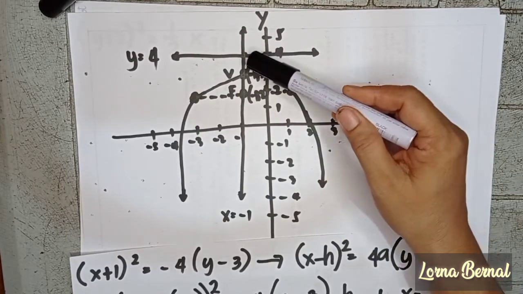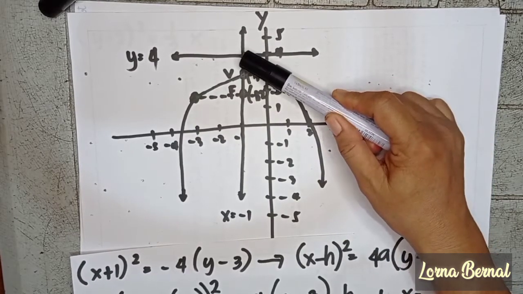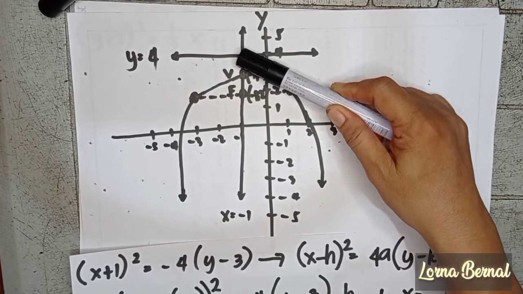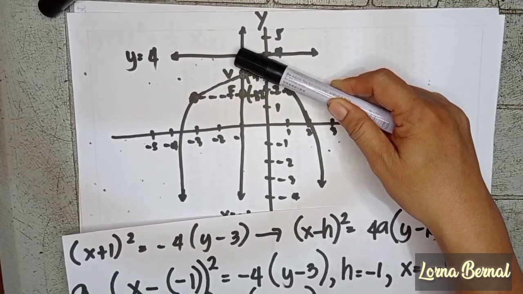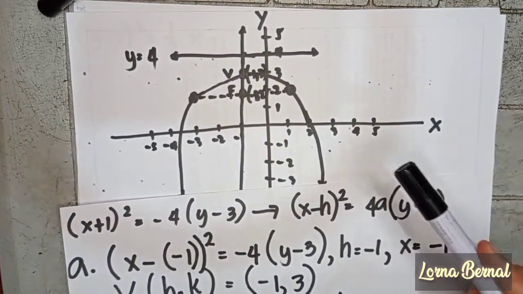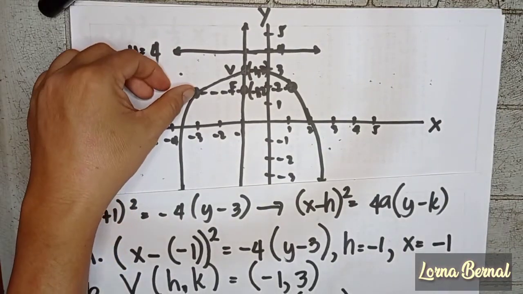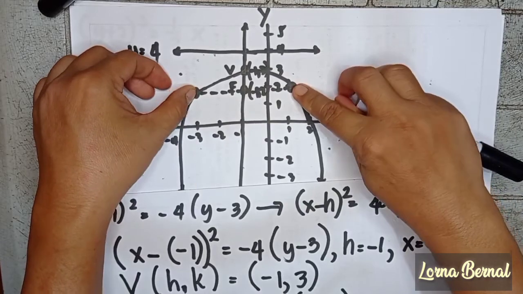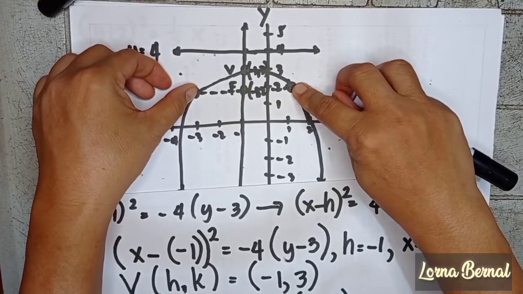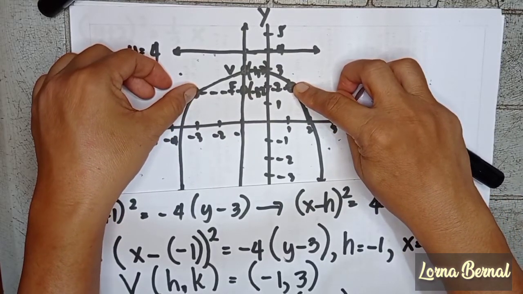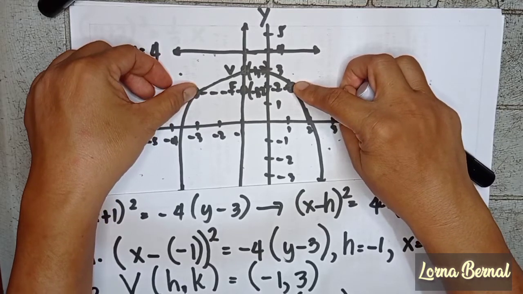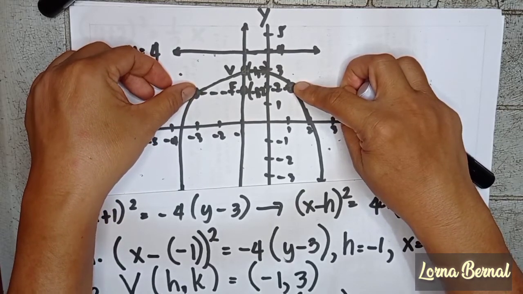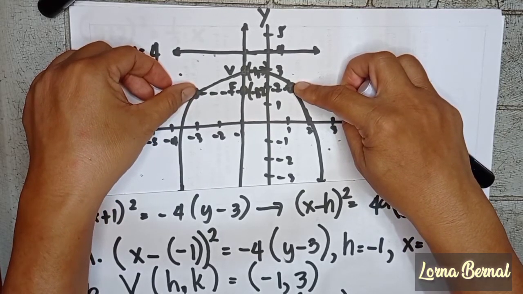There, 4. Okay, and then we have the endpoints of the focal width, which is -3, 2, and 1, 2. So that's the end of the focal width. And then the length of the focal width. So the length of the focal width is 4.